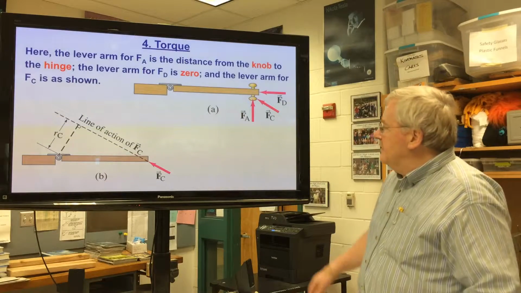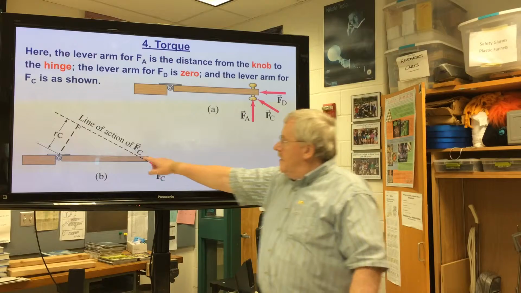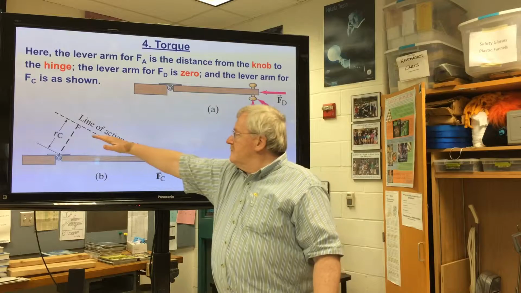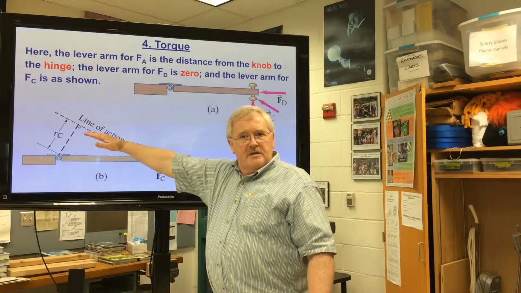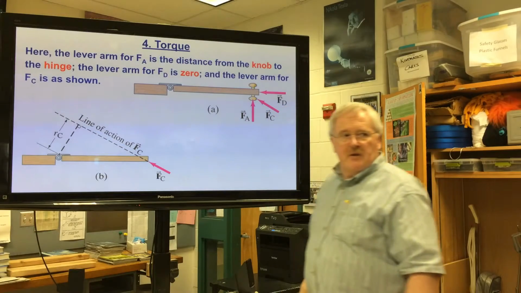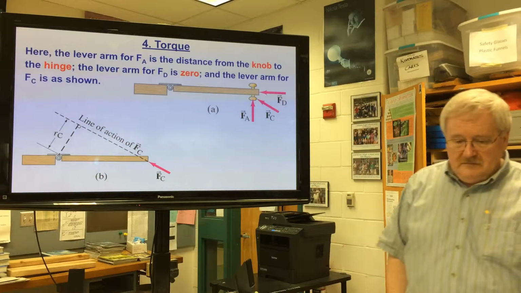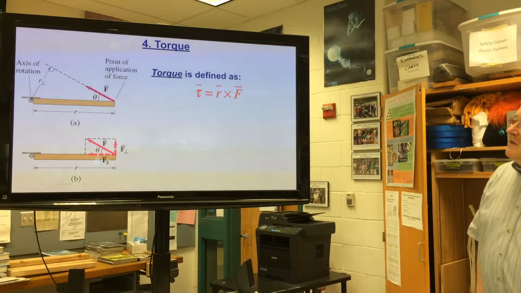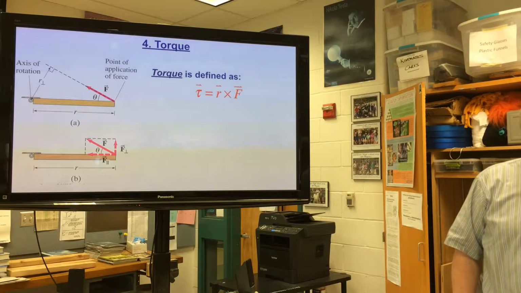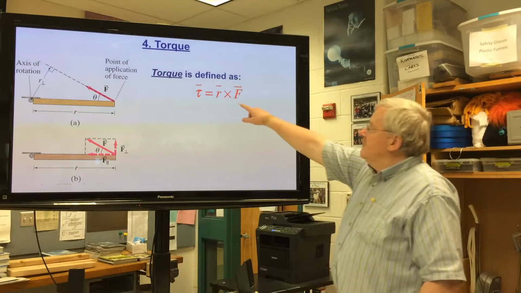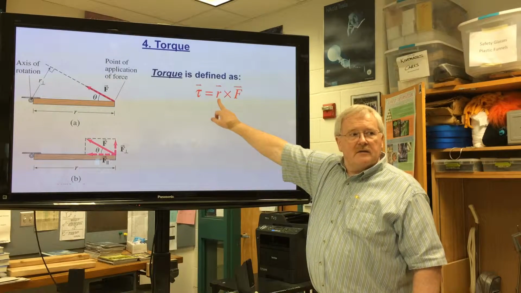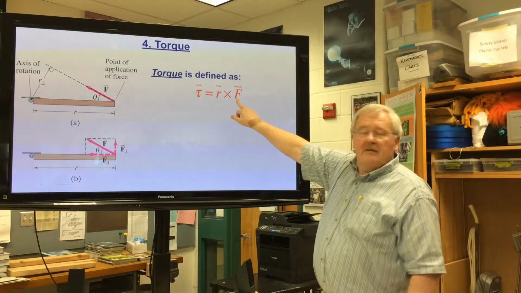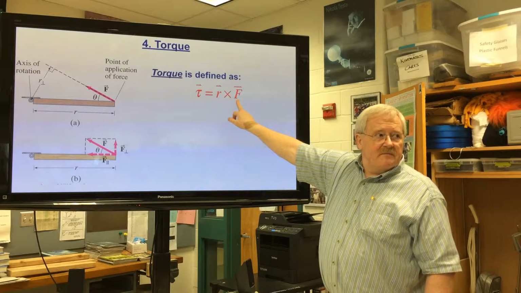And for FC, the lever arm is this one here. So this is the line of action for that force, and this is the lever arm that goes with it. So, we're now in a position to define what torque is. Torque is the vector cross product of the displacement from the axis of rotation and the applied force.